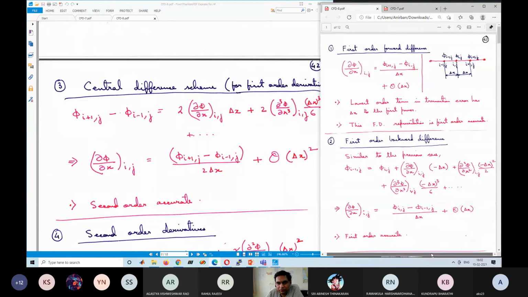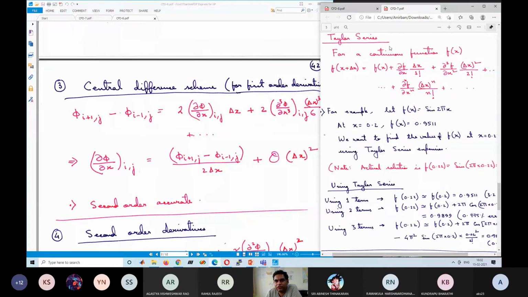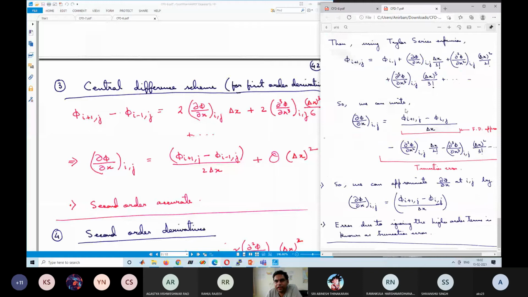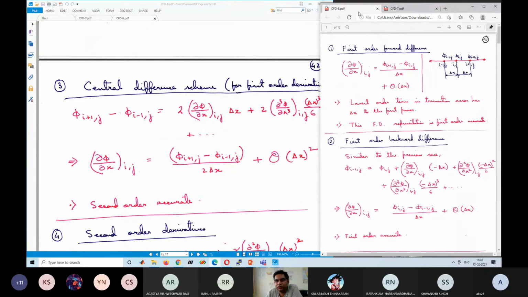It will look very small, but you have to manage. So one equation is phi(i-1, j) equal to phi(ij) minus some terms. And the other equation was phi(i+1, j) equal to phi(ij) plus some terms. So the second equation we will subtract from the first equation, so the phi(ij) term in both of these equations gets cancelled.